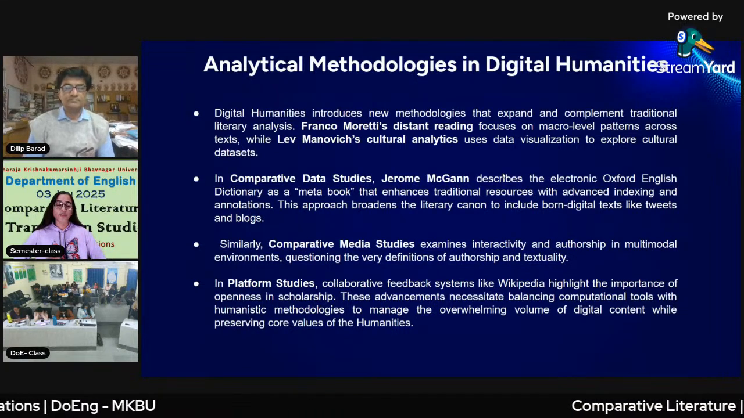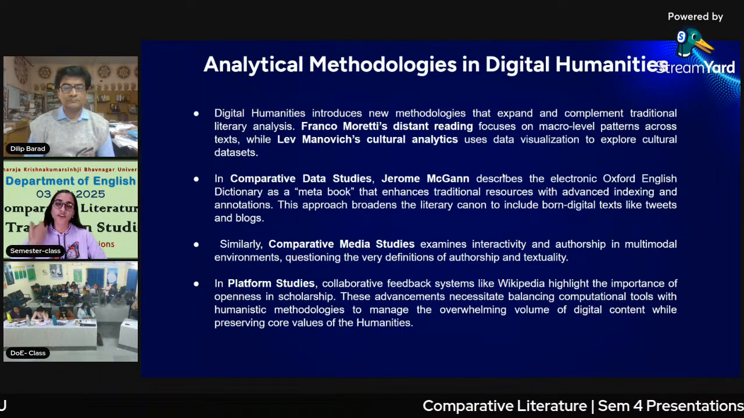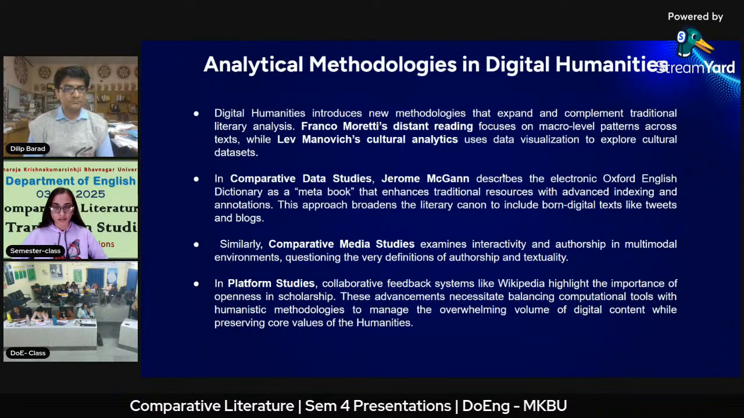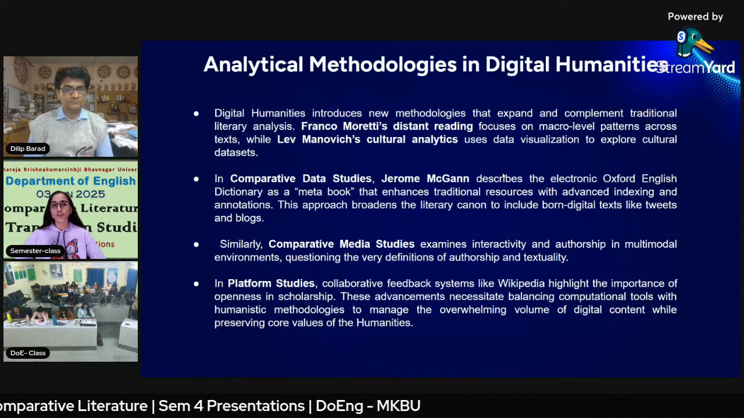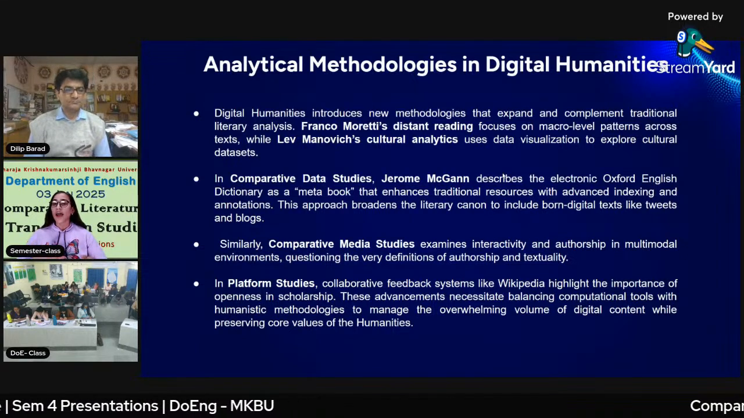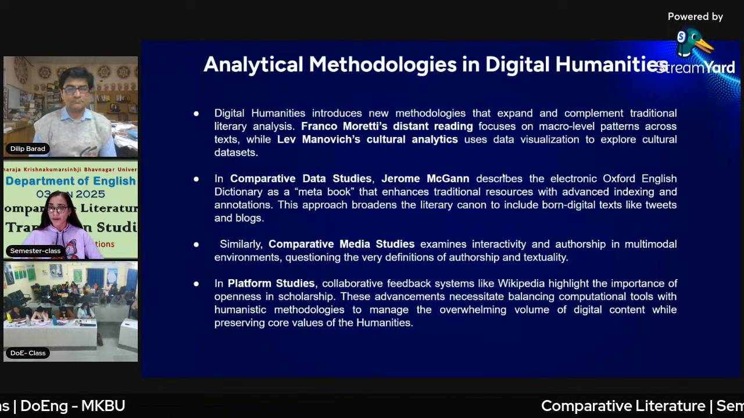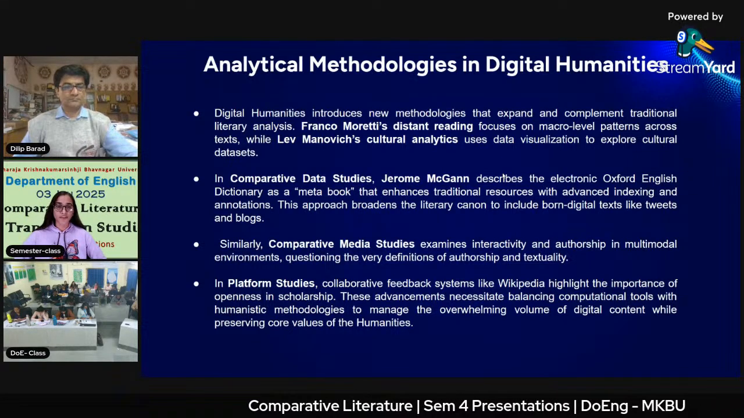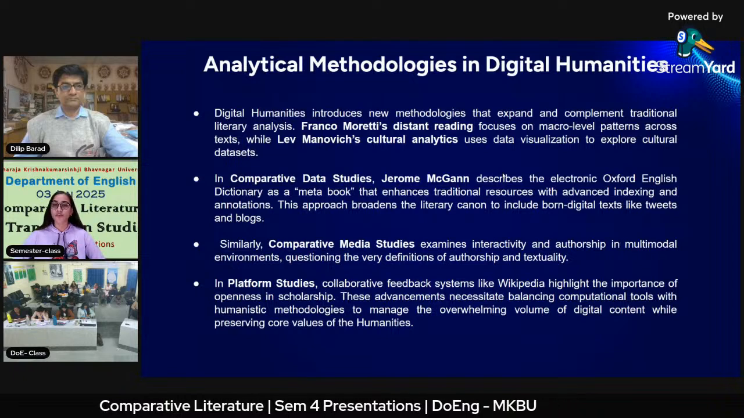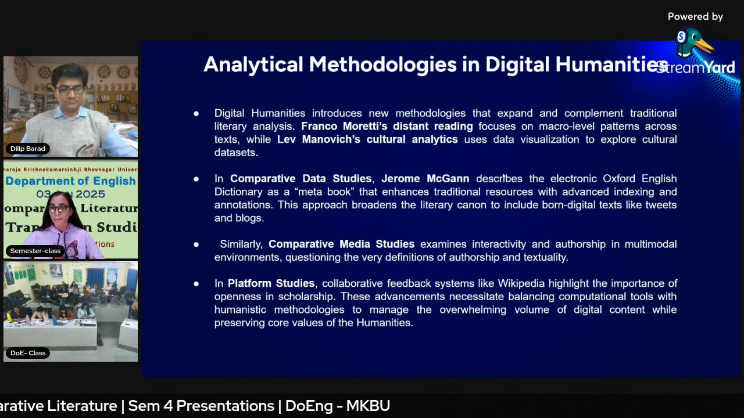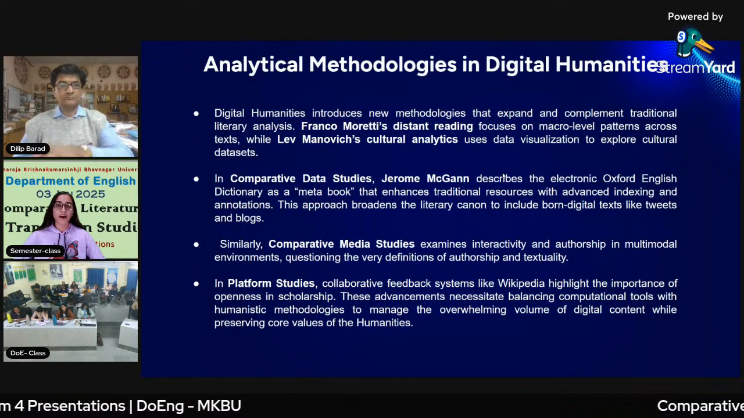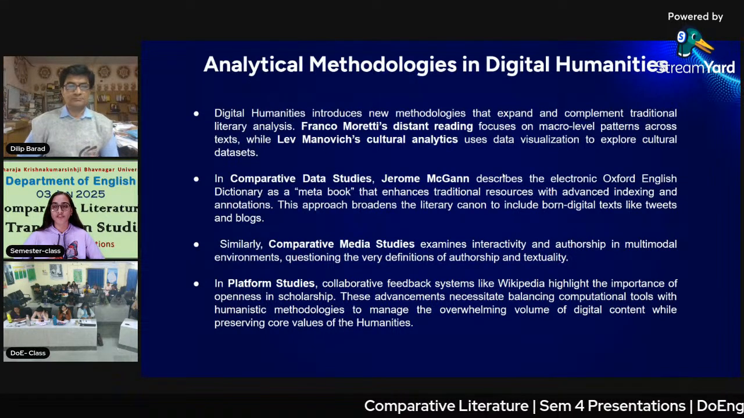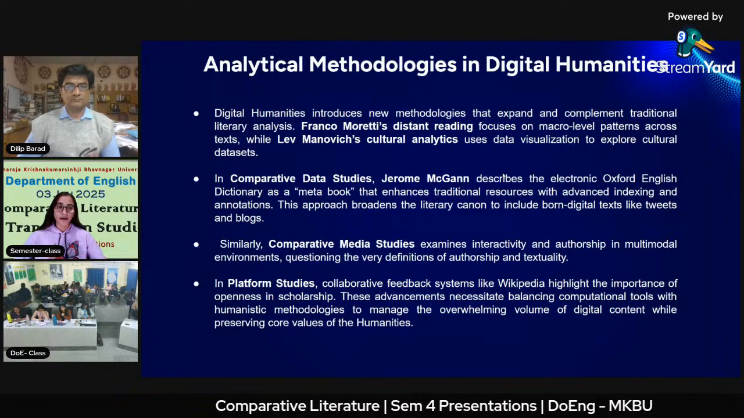In this area, Todd Presner talks about the methodologies in digital humanities, how to convey them, and the various writers. Digital humanities include new methodologies that expand and complement traditional literary analysis. Franco Moretti's distant reading focuses on macro-level patterns across texts, while Lev Manovich's cultural analytics uses data visualization to explore cultural data sets.